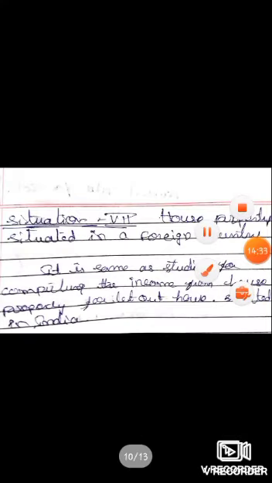Now let's see situation 7, how the house property situated in a foreign country is treated. For this, the same process is followed as for situation 1. How we calculated in situation 1, the same process is used for situation 7. So these are the different situations for let out house, calculating income from house property.